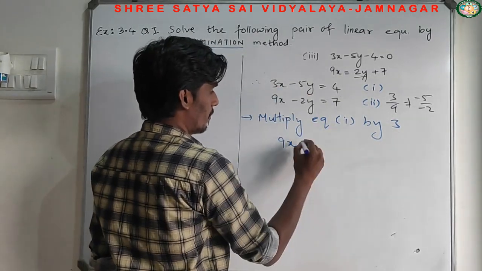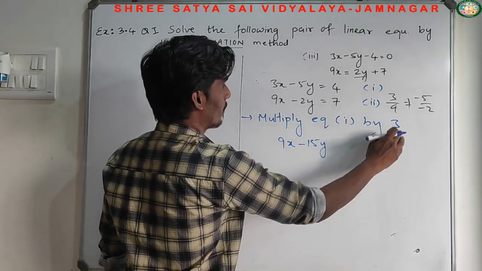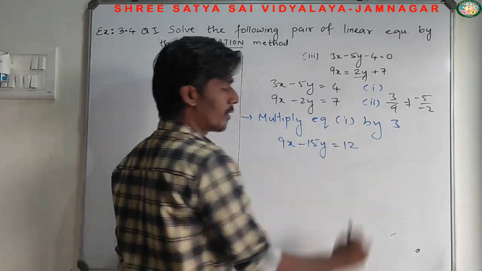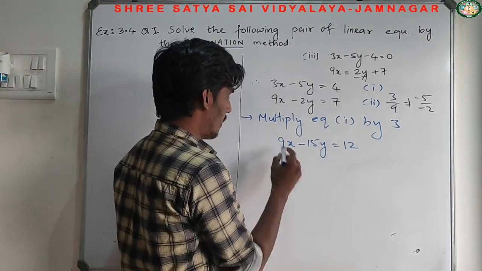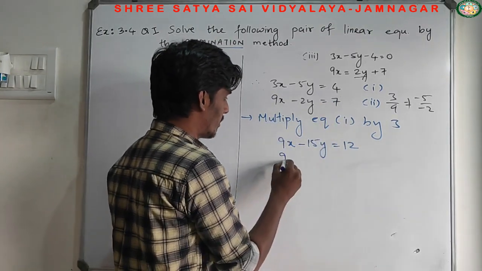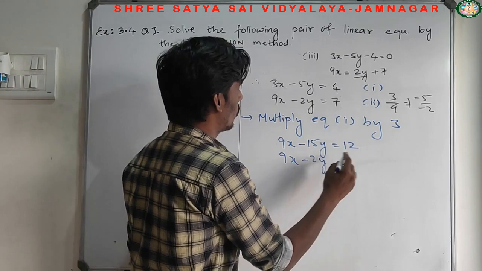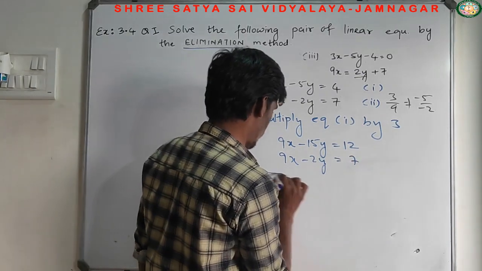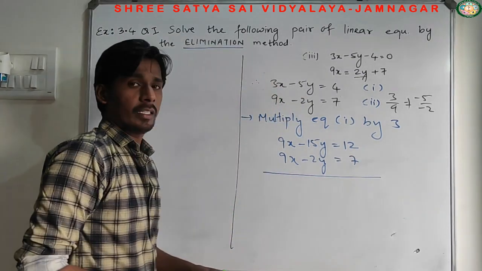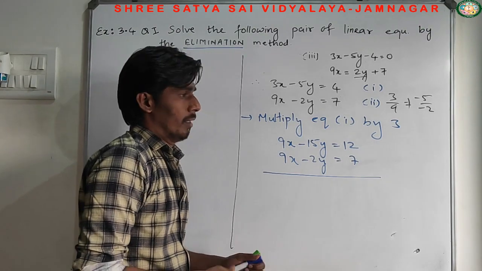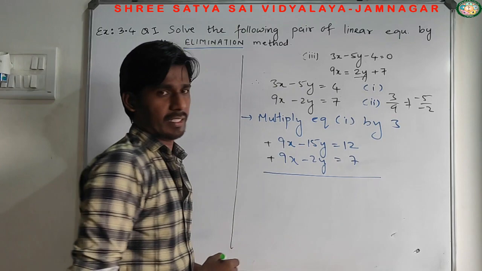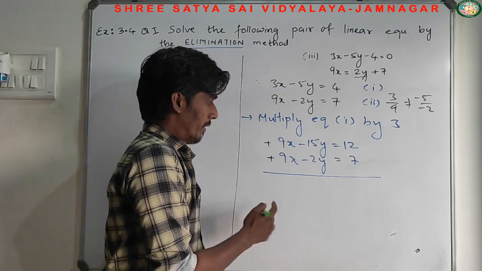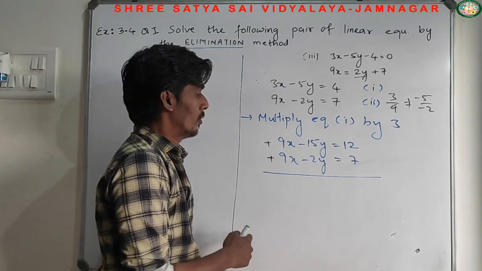9x minus 15y, 3 4s are 12. Second, 7. Write down the second equation as it is. 9x minus 2y equals to 7. Now, here you are going to learn new thing. Unlike the previous two example, here it is a plus 9. Here also it's plus 9. So what? It is not possible to cancel them.